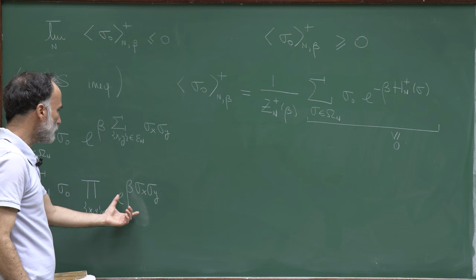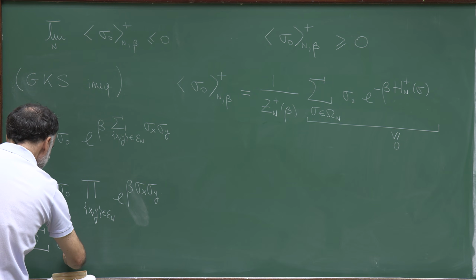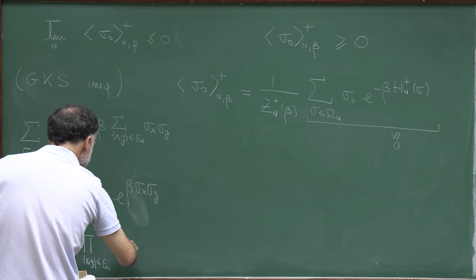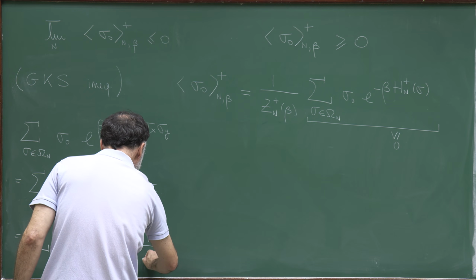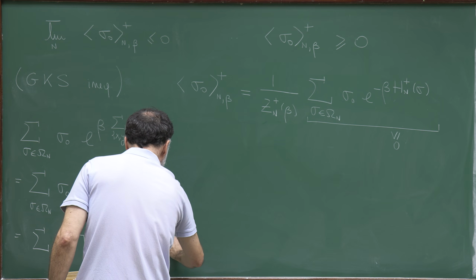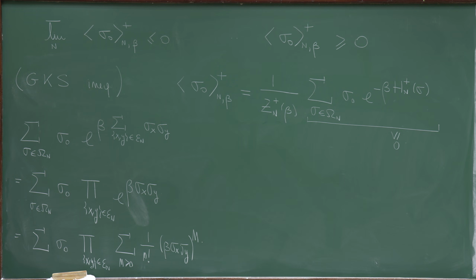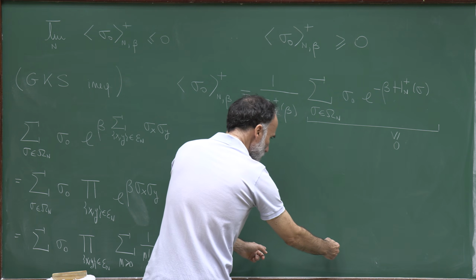Now we will use the fact that we can write this exponential as a sum. So this is the sum, sigma 0, product, and here I will write the sum over n larger than 0 of 1 over n factorial times beta sigma x sigma y to the power n. I'm just replacing the exponential by the sum of this object to the power n divided by n factorial. And mind that we have a product. So for each bond xy, we have a sum. So actually we have this sum multiplied by another sum, multiplied by another sum.